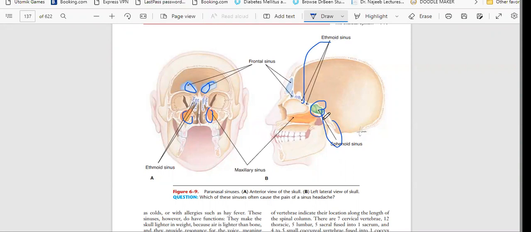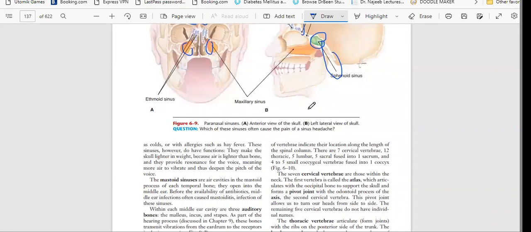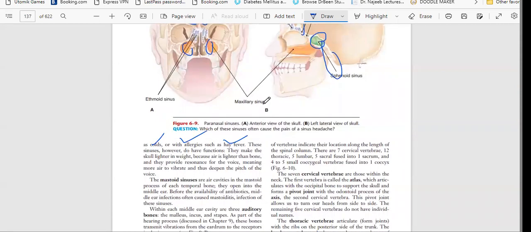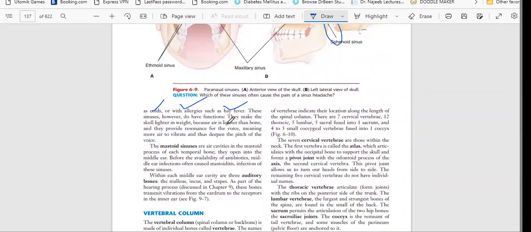As well as to keep the skull weight at a minimum. That's the reason nature gives us these types of sinuses, empty spaces. So whenever you get a cold, allergy, fever, these sinuses will fill up. However, they do have a function: they make the skull lighter. I told you the weight of the skull is very light. Why? Because of the sinuses. Because whenever you have air, it will pass easily.